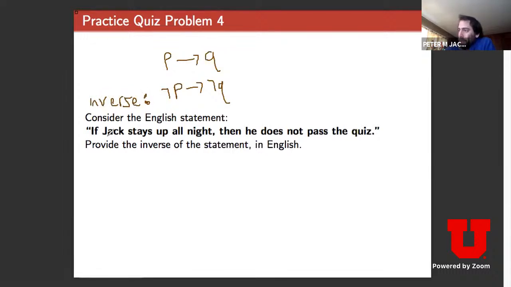So here the hypothesis is that Jack stays up all night. And so the negation of the hypothesis is that he doesn't stay up all night. And the original conclusion was that he does not pass the quiz. And so the negation of the conclusion is that he does pass the quiz. So thus the inverse of the statement is if Jack does not stay up all night, then he will pass the quiz. Are there any questions about this one?